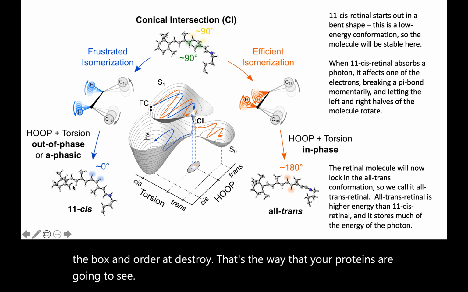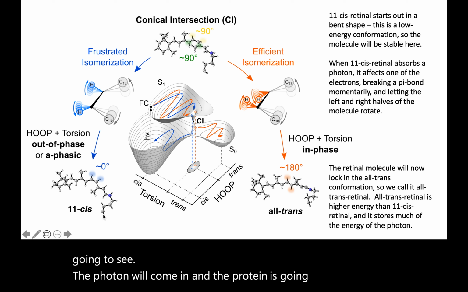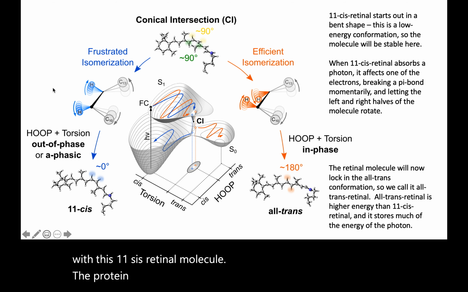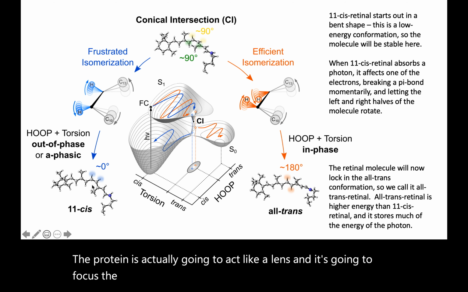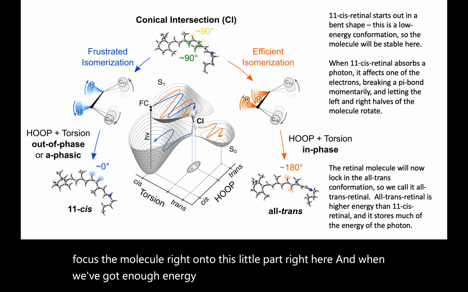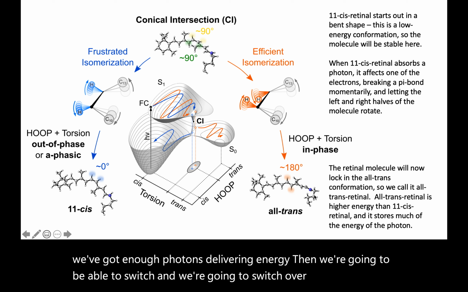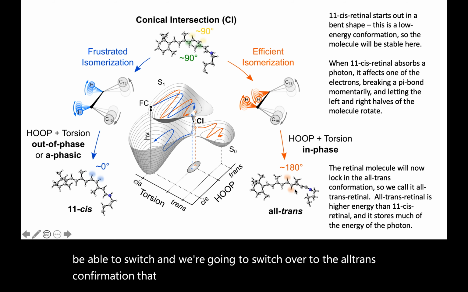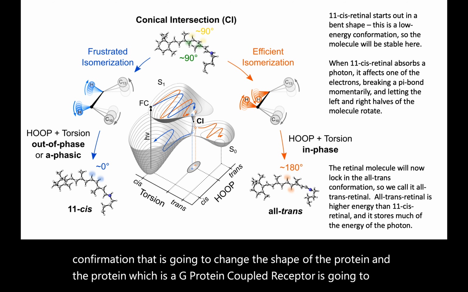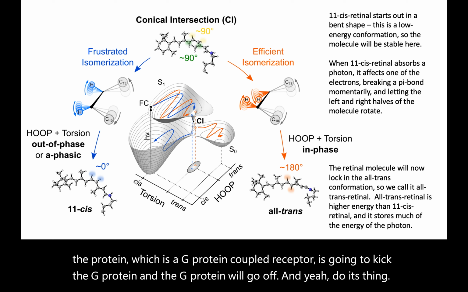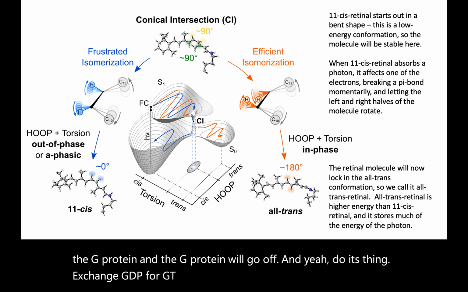The photon will come in, and the protein is going to be loaded with this 11-cis retinal molecule. The protein is actually going to act like a lens, and it's going to focus the molecule right onto this little part right here. And when we've got enough energy that happens to have landed there, we've got enough photons delivering energy, then we're going to be able to switch. And we're going to switch over to the all-trans conformation. That is going to change the shape of the protein, and the protein, which is a G protein coupled receptor, is going to kick the G protein, and the G protein will go off and do its thing. Exchange GDP for GTP and go on and activate something.